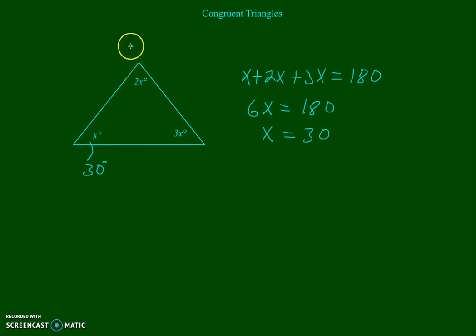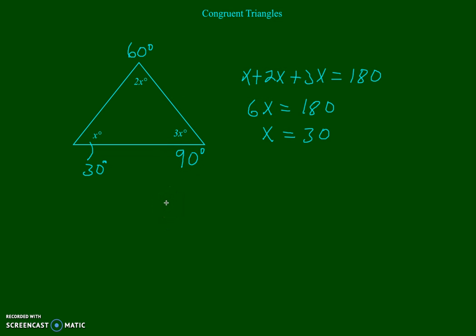This angle is 2 times 30, which is 60 degrees. And this is 3 times 30, which is 90 degrees. Remember what we said earlier about never trusting the picture? Obviously, this does not look like a right angle, but it is, so never trust the picture. So here we have a 30, 60, 90 triangle. This is actually a right triangle, even though it doesn't look it. Trust your numbers, not the picture.